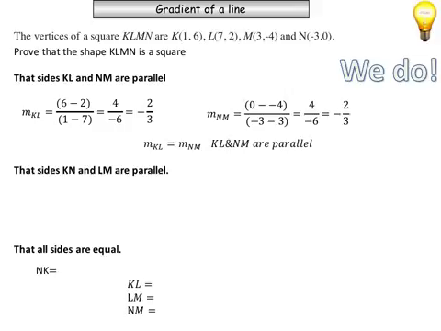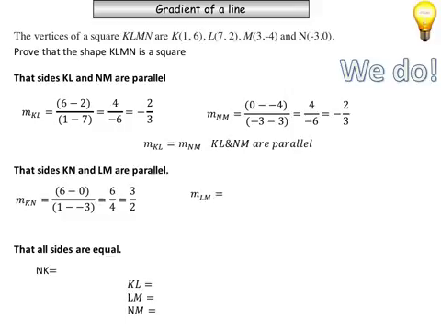So you're going to follow the exact same method to do it for the next bit. So pause the video and have a go at that. Okay, so again finding the gradient of KN, so the different side now, and we get 6 minus 0 and 1 minus 3, which gives us 6 over 4, which is 3 over 2.